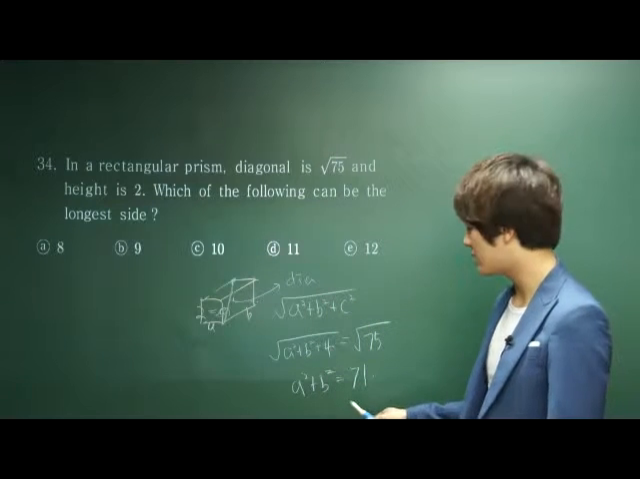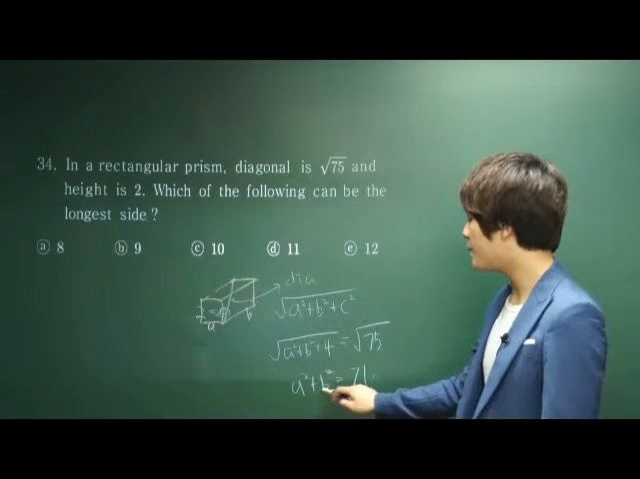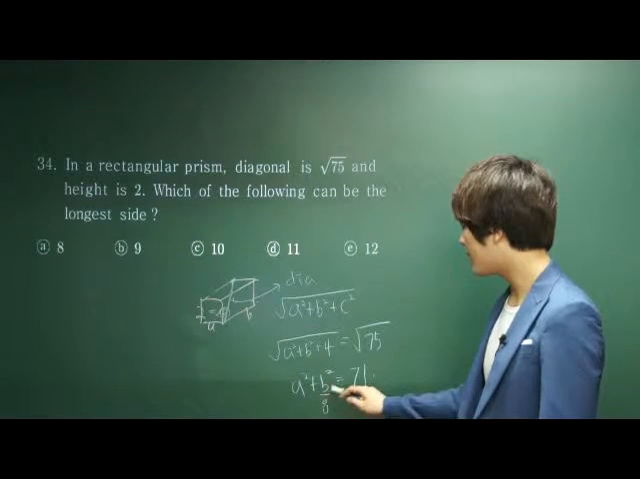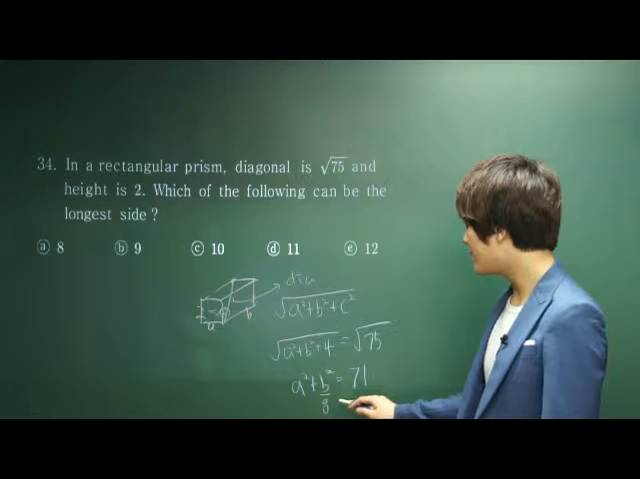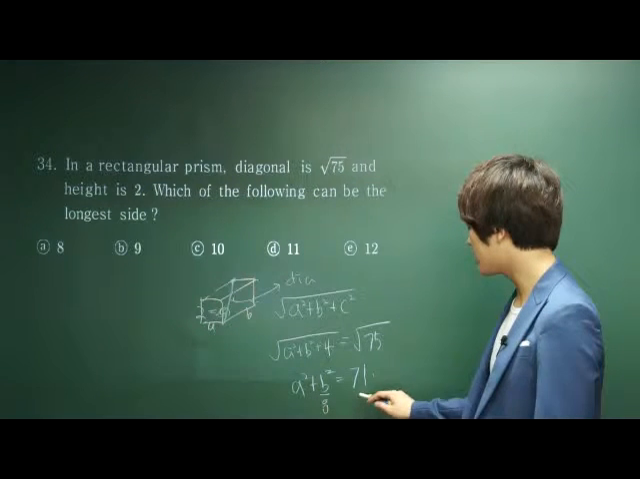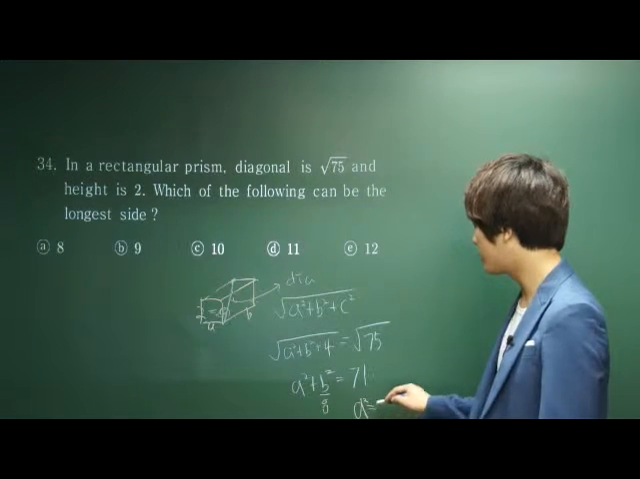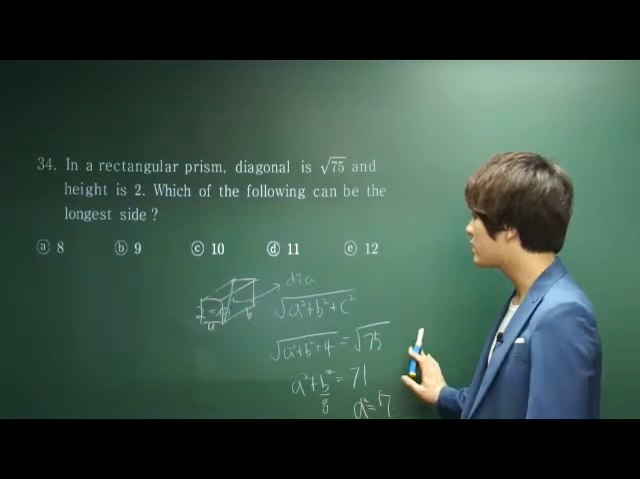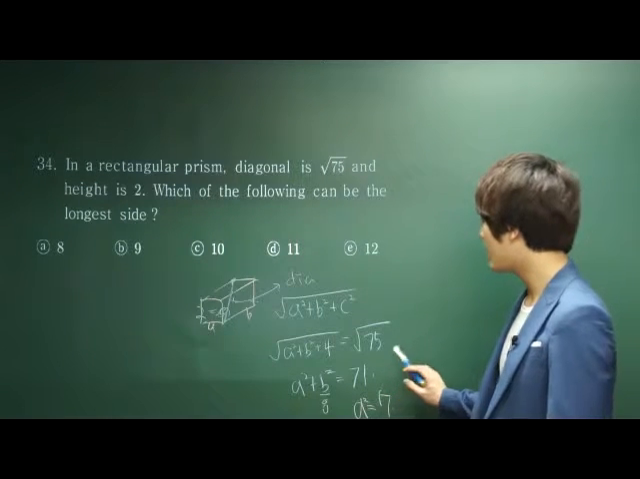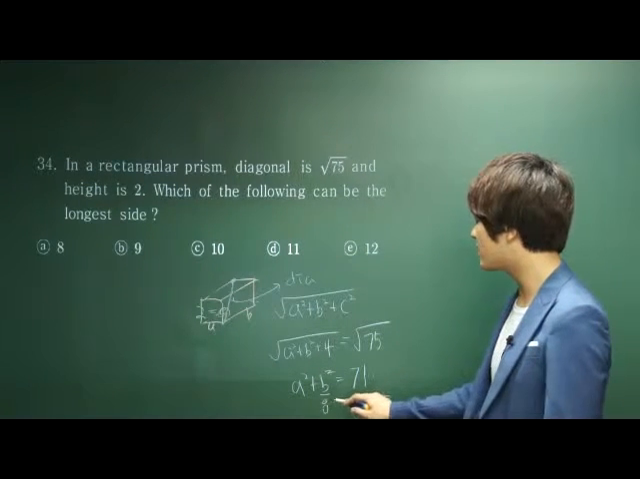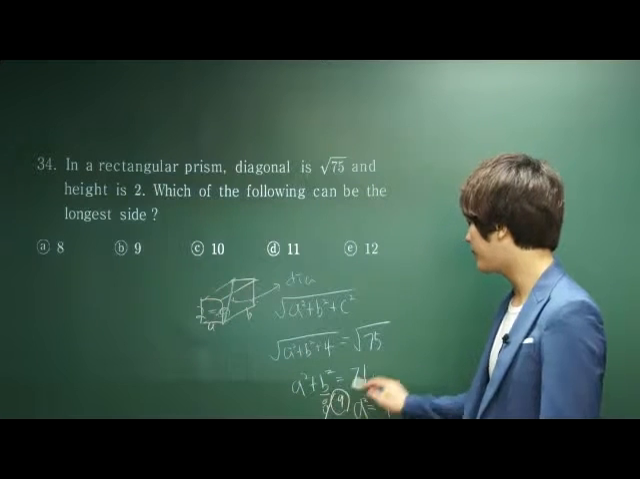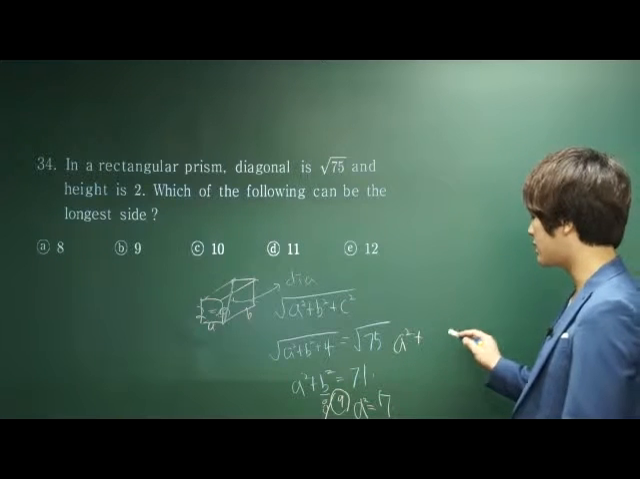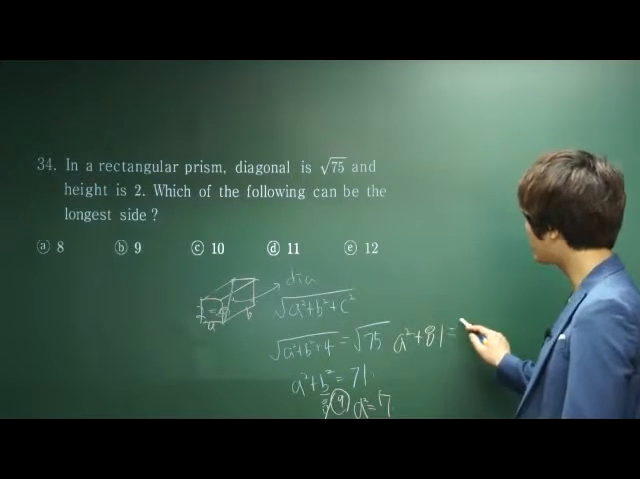A, 8. Okay, let's say B is equal to 8, then 8 times 8 is 64, right? With 64, A square gotta be equal to 7, right? So A is square root of 7. Let's look at our answer choice B. B says 9. Okay, let's assume that B is equal to 9. Then A square plus 9 to the second, which is 81, gotta be equal to 71.